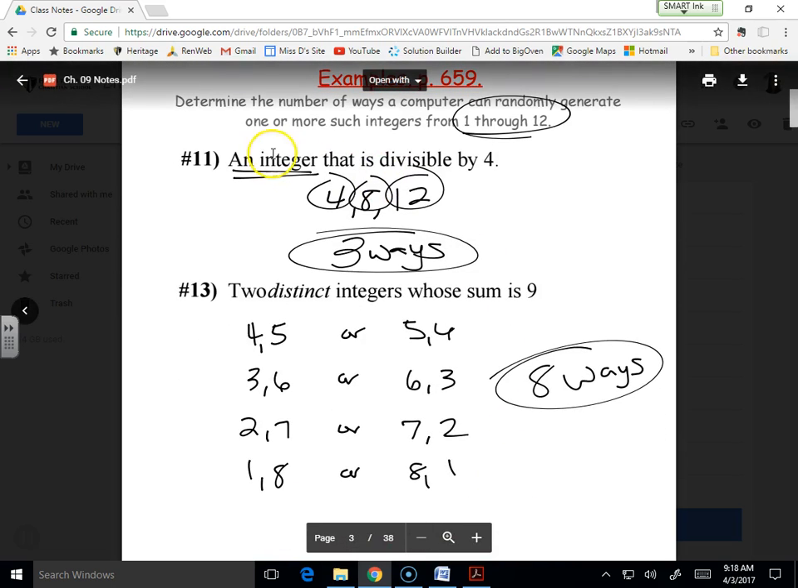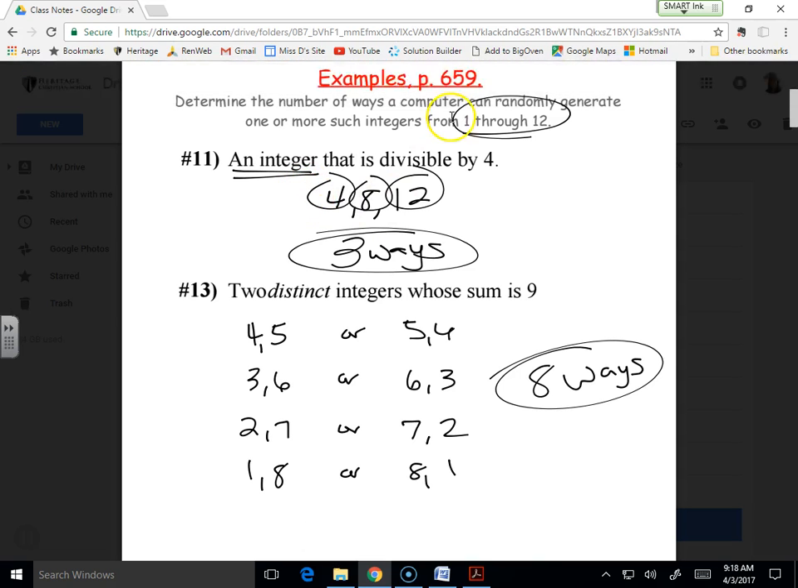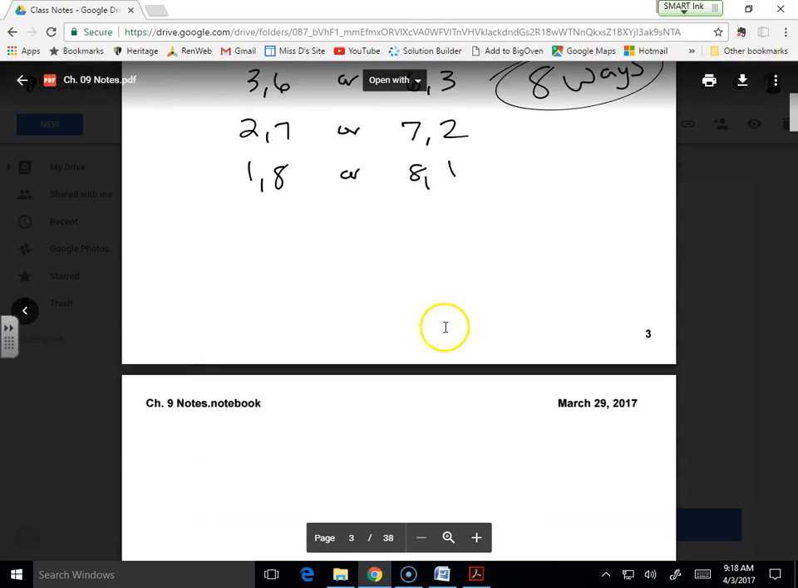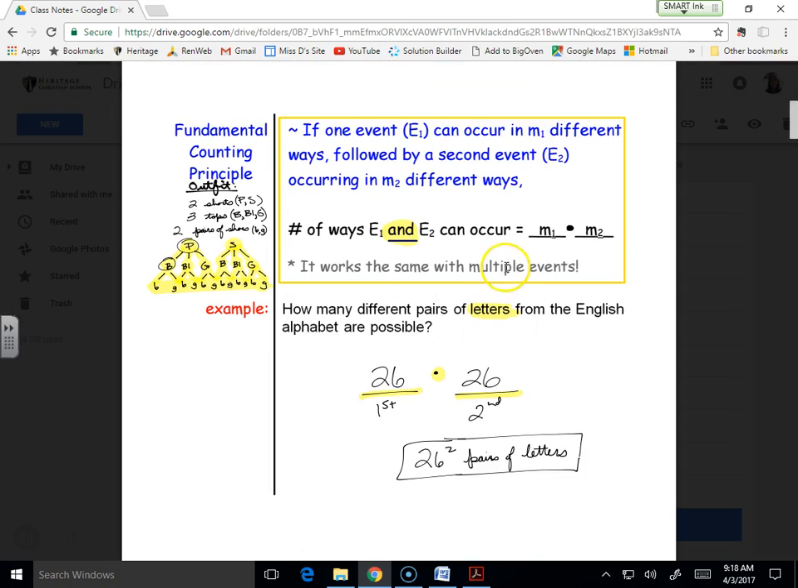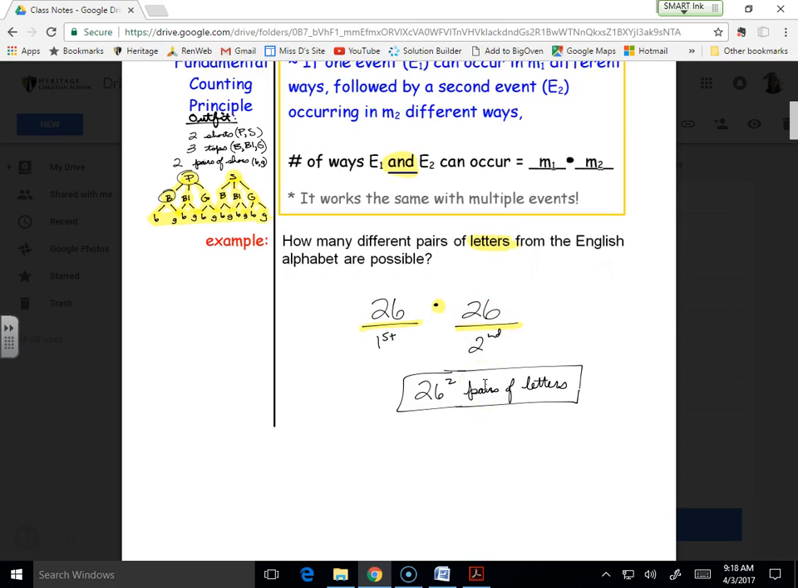Second page, I would highlight this example, the integer example. It's a good one just to peek at and make sure we understand. That was kind of a logic one, thinking through all the numbers, picking out the ones that work. The idea of and needing multiplication is important.